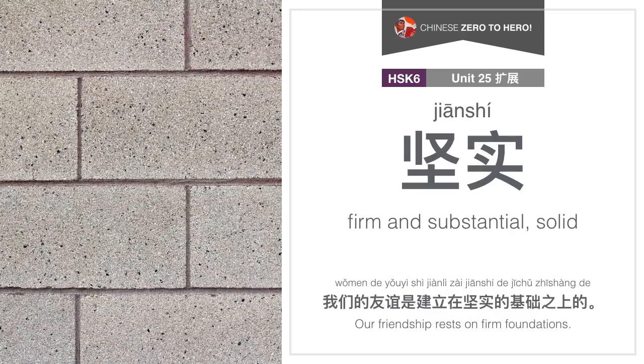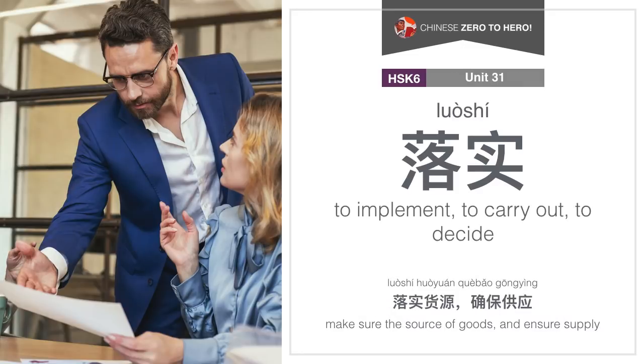In HSK 6, we also learn 坚实 meaning firm and substantial or solid. 我们的友谊是建立在坚实的基础之上的 Our friendship rests on firm foundations. In HSK 6, we also learn 落实 which means to implement, to carry out, or to decide. 落实货源，确保供应 Make sure the source of goods and ensure supply.